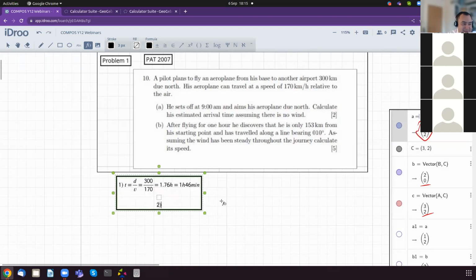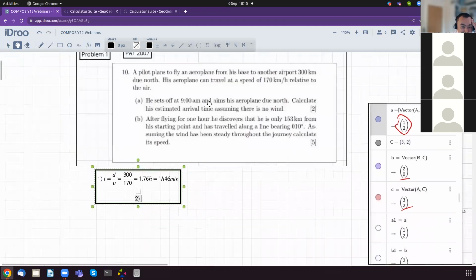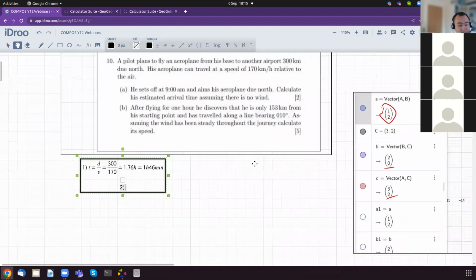Okay, so problem 2. After flying for 1 hour, he discovers he's only 153 kilometers from his starting point. So he's traveling at a speed of 170, but he is 153 kilometers away from where he started, and has traveled along a line of bearing 10 degrees. Assuming the wind has been steady throughout the journey, calculate the speed of the wind.